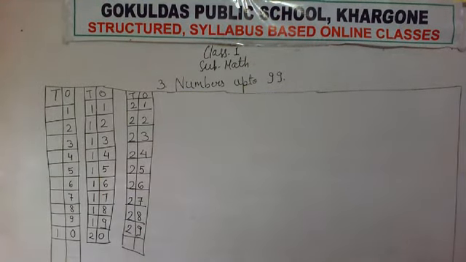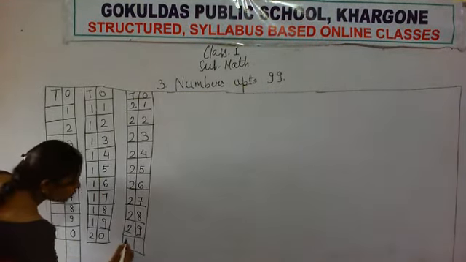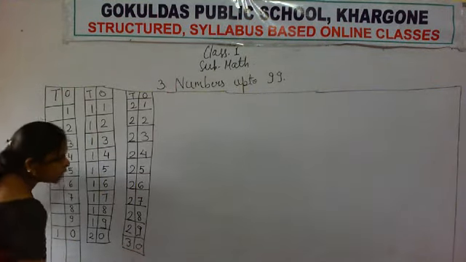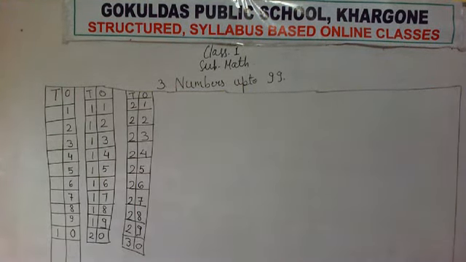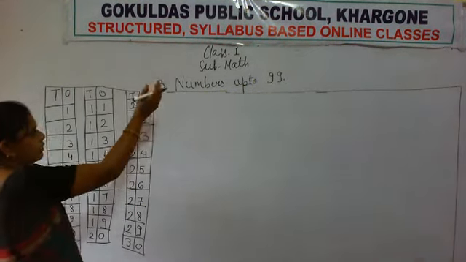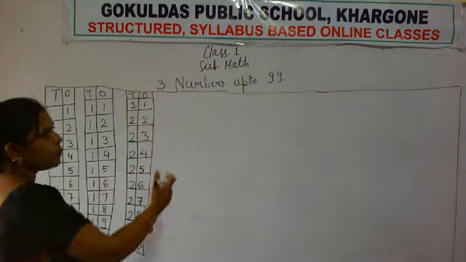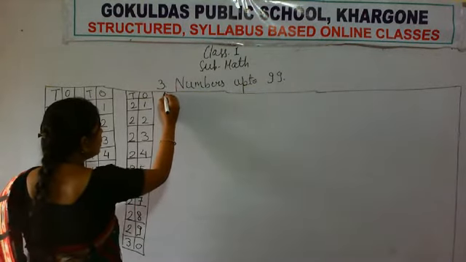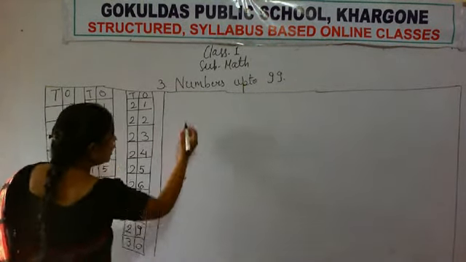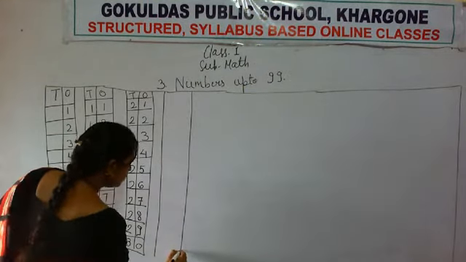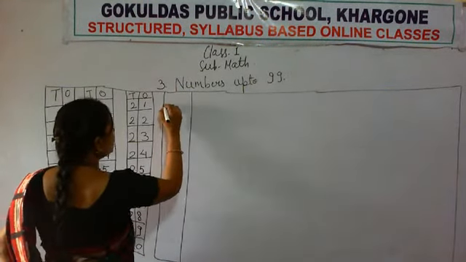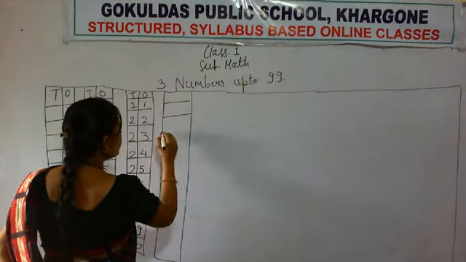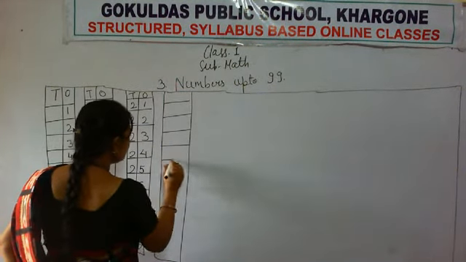And after 29, which number will come? 3, 0, 30. Now next, again skip one line. If you don't have space on the same page, what do you have to do? You have to continue from the next page. Take a new page and start writing from the new page if there is no space in your copy.